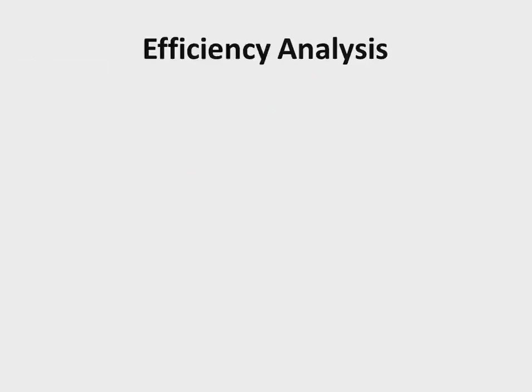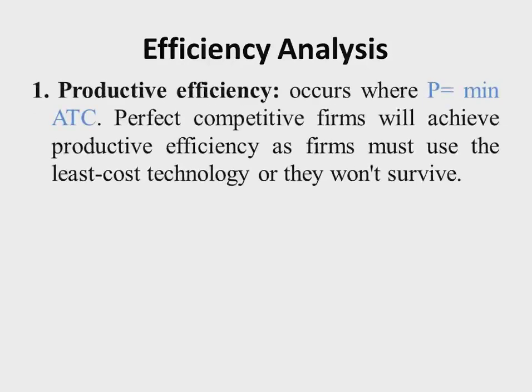Let's look at the efficiency analysis. There are two types of efficiencies that we will look at here, namely the productive and the allocative. For firms under perfect competition to meet productive efficiency, this occurs at the point where the price is equal to the average total cost, and this is the minimum average total cost. At that point, firms are making normal profits or zero economic profits. Perfectly competitive firms will achieve productive efficiency as firms must use the least cost technology or they won't survive.